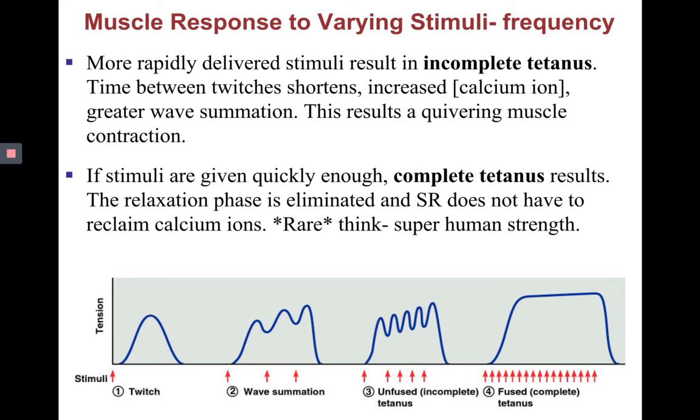Again, complete tetanus is not something we want to try to achieve or shoot for because it's rare. It would be like someone picking a car up off of their child. So again, think superhuman strength. So much more common is kind of low-level wave summation or unfused incomplete tetanus, where we have a little bit of relaxation before we build up more tension because of a new action potential.